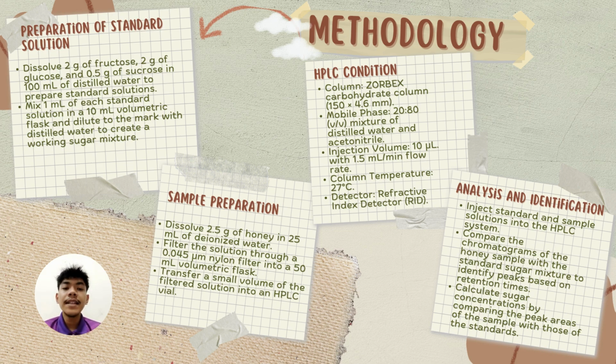So, for the analysis and identification, both the standard and sample solutions are injected into the HPLC system. Then the chromatograms of the honey sample are compared with the standard sugar mixture to identify peaks based on retention times. Finally, sugar concentrations are calculated by comparing the peak areas of the sample with those of the standard.